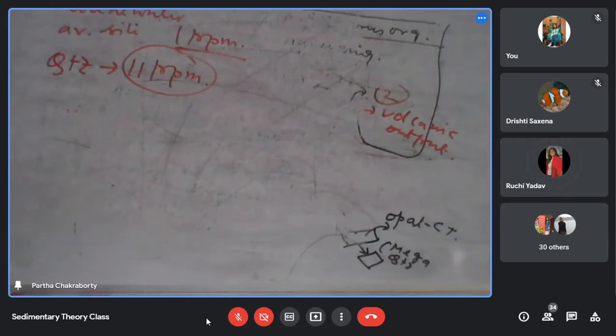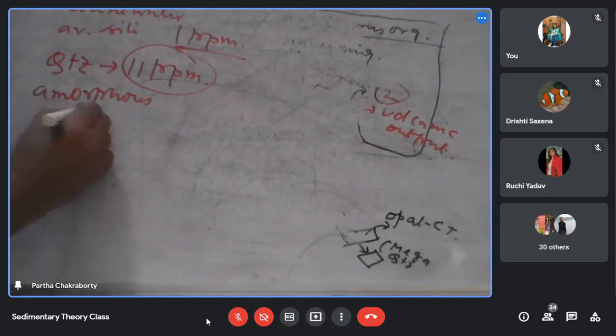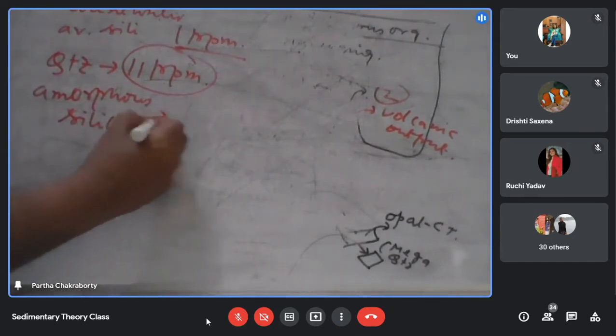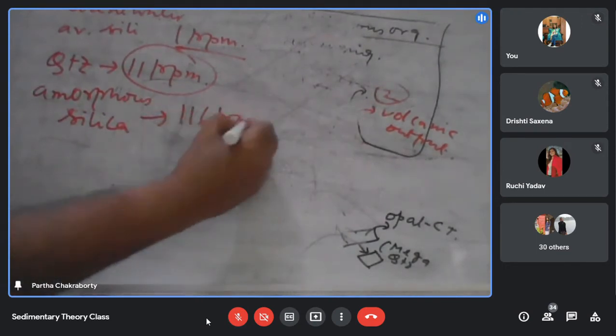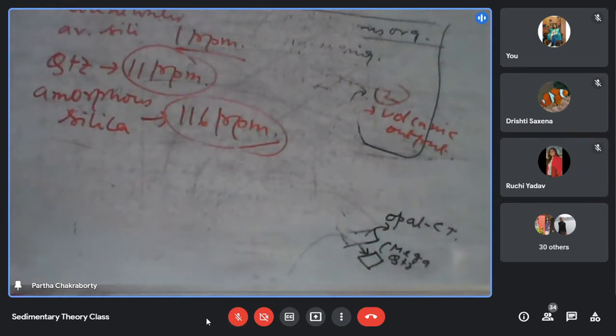Yes, sir. That means for quartz to be stable in marine water, you require at least 11 ppm silica. But the average silica concentration in marine water is 1 ppm. If you come to amorphous silica, then it is 116 ppm. Amorphous silica cannot be stable unless you have a silica concentration in marine water of 116 ppm.